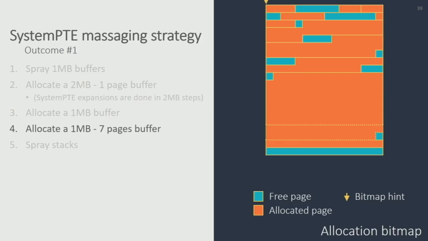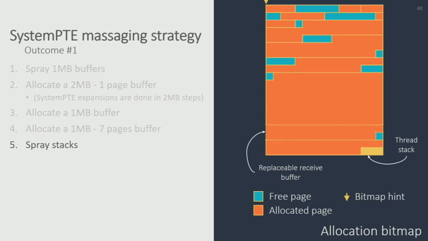And after that, you're going to allocate something that is 1 megabyte minus the size of the kernel stack, and then that's going to update the hint. And because the hint is right before that thing there, you can just allocate a new stack. It's going to be there. And you end up being able to place a kernel stack not at an arbitrary offset from the receive buffer, but a known offset. That's really all you want.